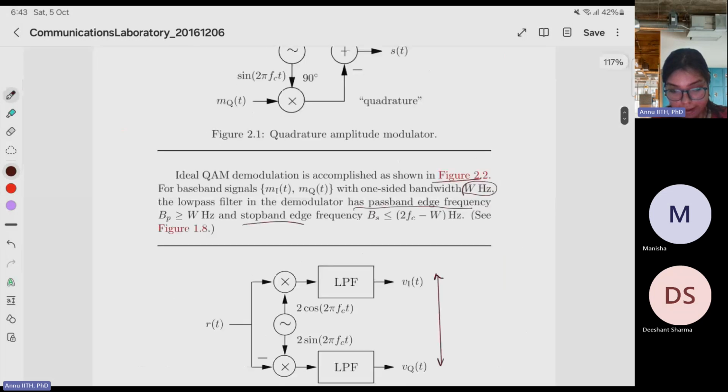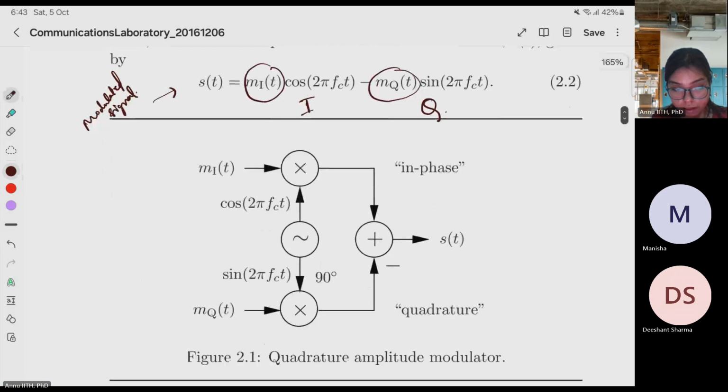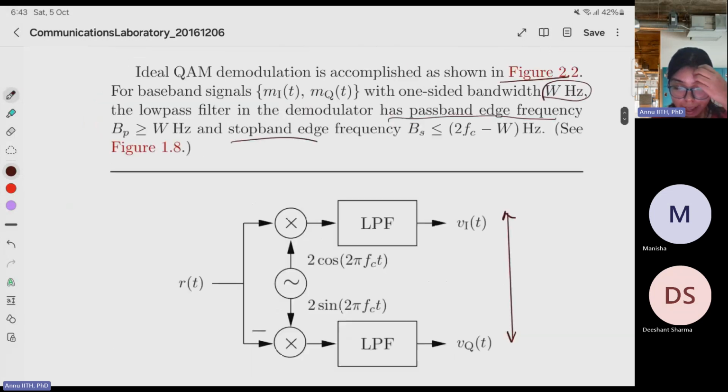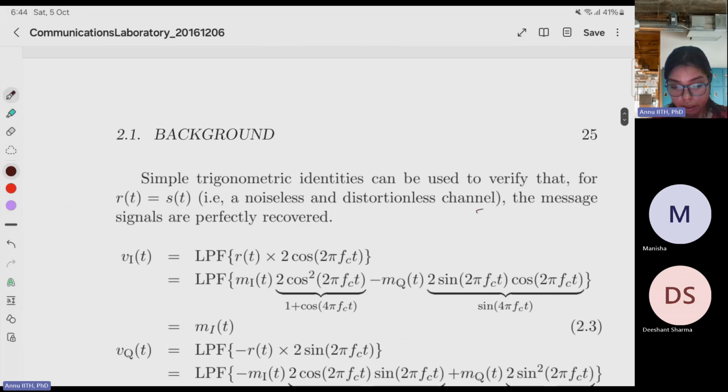Try to understand this particular part. This is a modulator. This is the modulator. Now for the demodulator, you have r(t), and then you are multiplying with cos 2πf_c t and sin 2πf_c t. Again, this is not a simple cos and sin. This is 2 cos 2πf_c t and 2 sin 2πf_c t. Then it is passed to a low-pass filter, giving v_I(t) and v_Q(t).